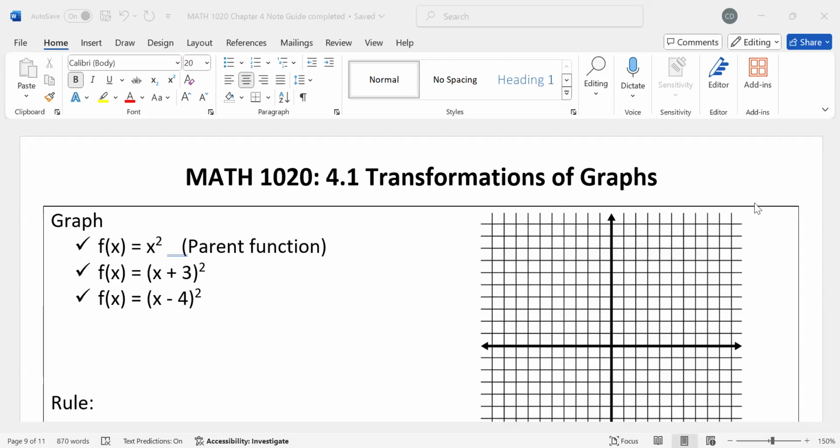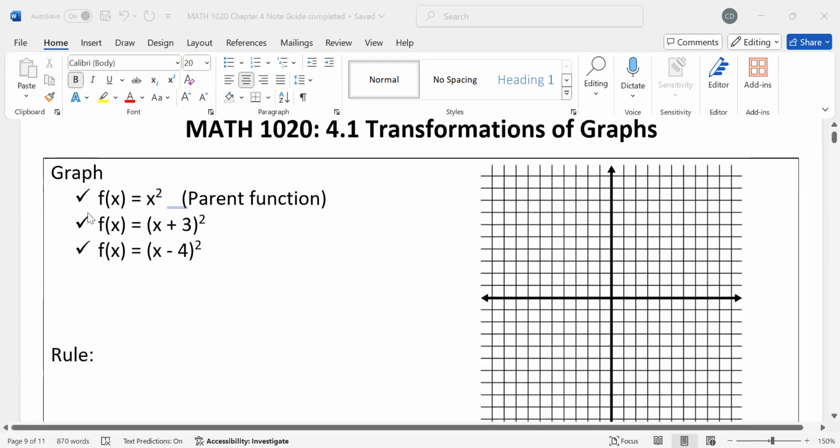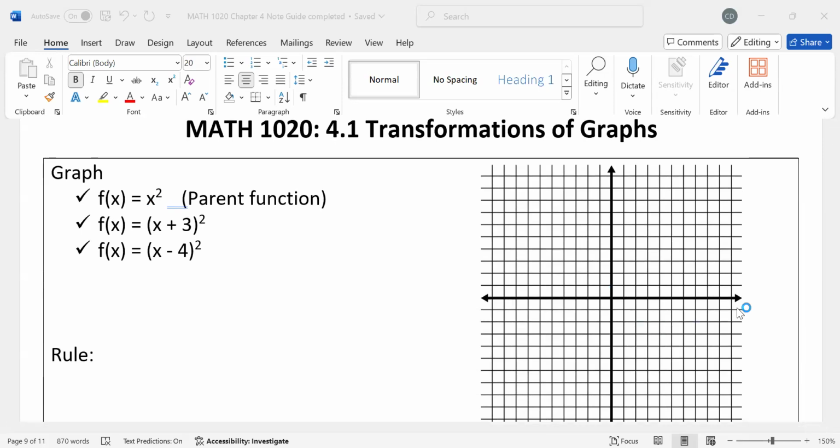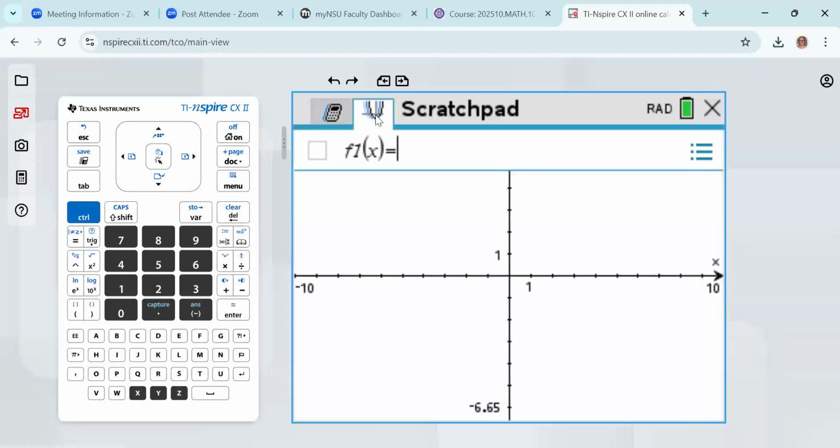This is section 4.1, transformations of graphs. So we're going to look at these on the calculator to see what's going on. So we have the parent function, which is like the original, the blueprint. Let's flip over to our calculator. So I do need to graph.